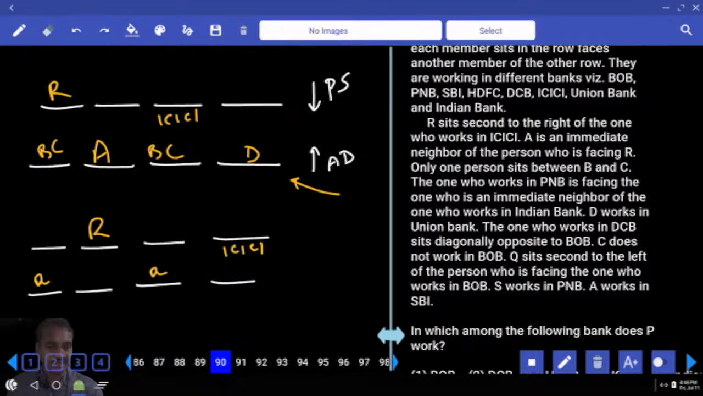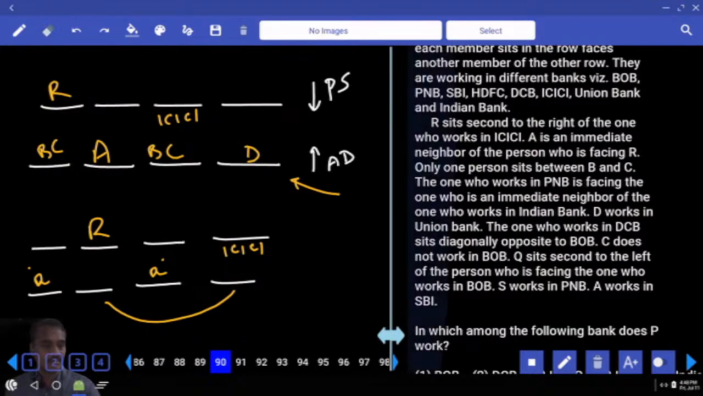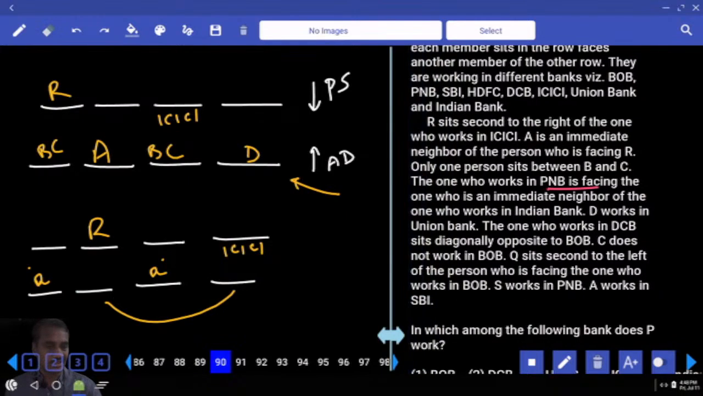And the one who works in PNB. Make it B and C. Then A can be here or A can be here. Or if A is here, then B and C. Hence n number of possibilities. The one who works in PNB is facing the one who is an immediate neighbor of Indian Bank. P and B facing, we kept this for last.